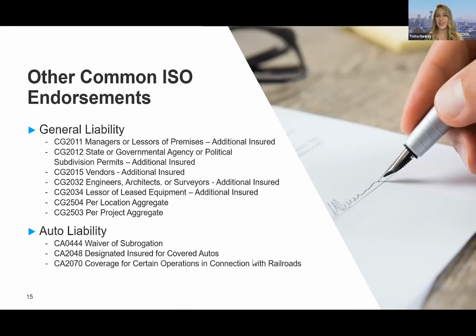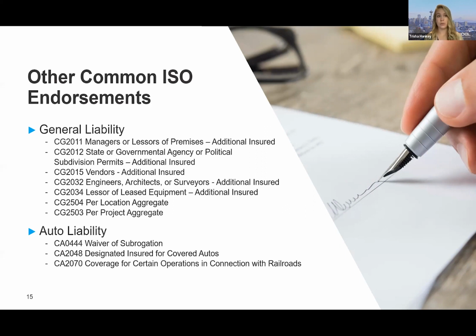Here are a couple other common ISO endorsements that you may see or be required to provide, and a brief explanation of each form. So for the general liability, as Charnel mentioned earlier, we have the CG, and then the form number 2011. This is an additional insured form for managers or lessors of premises. This additional insured form is most often requested by a landlord.